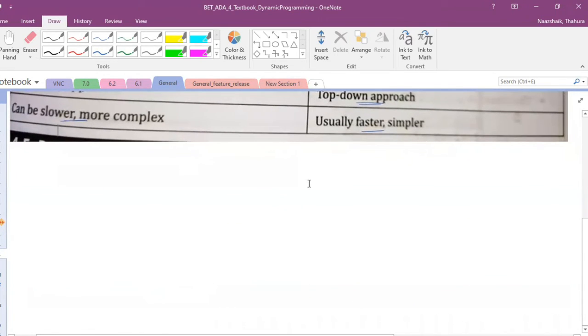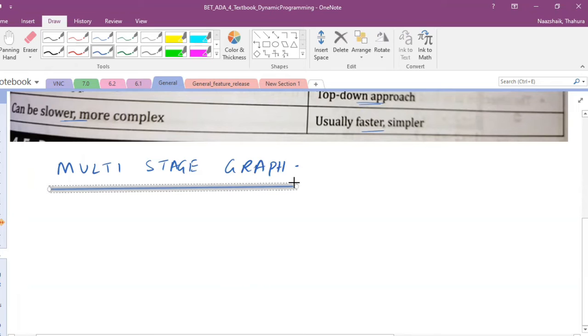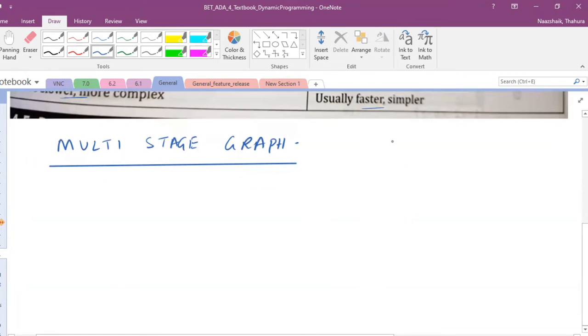Okay. So first, what we will check is a multi-stage graph. So before solving the problem, let's see what is a multi-stage graph. We have seen graphs, right? We have seen directed, undirected, different kinds of graphs we have seen. But multi-stage graph has certain properties. It's a little unique by itself, okay? So what does it look like?